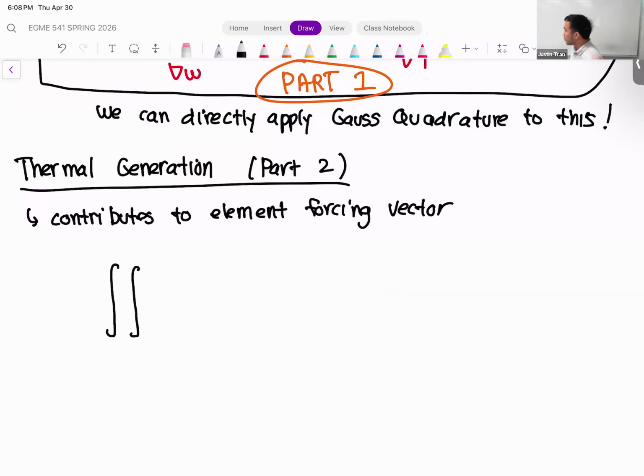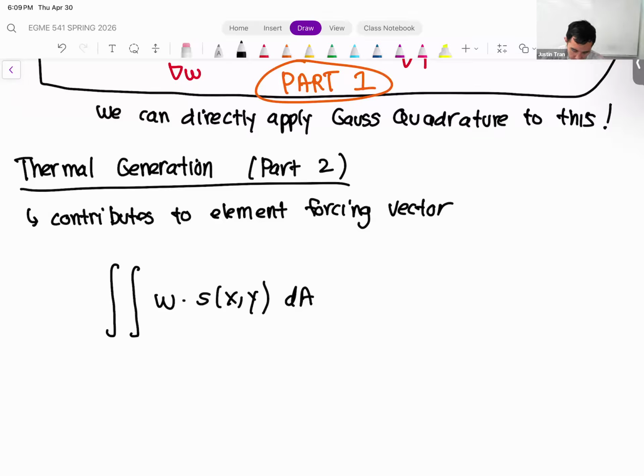The contribution to the element stiffness matrix, or excuse me, element forcing vector from the thermal generation term looks like the following. We're going to have a double integral of W times S, which is a function of x and y. So we have a generic double integral that's integrated over the entirety of the area of the element of our weighting function multiplied by our thermal generation term.